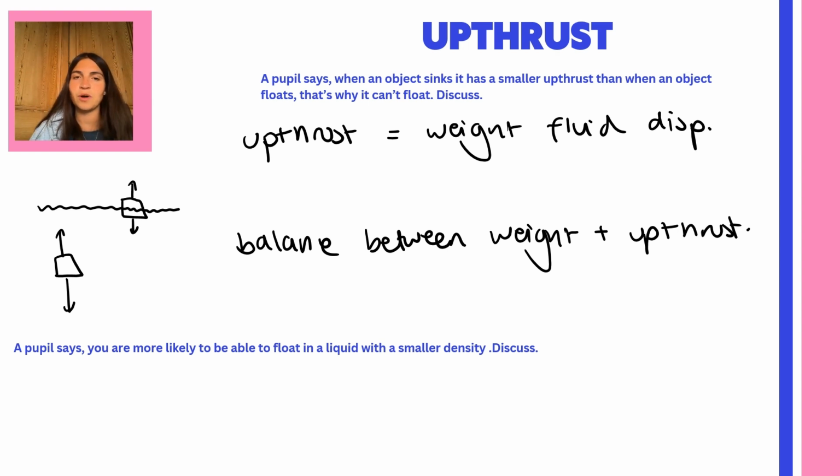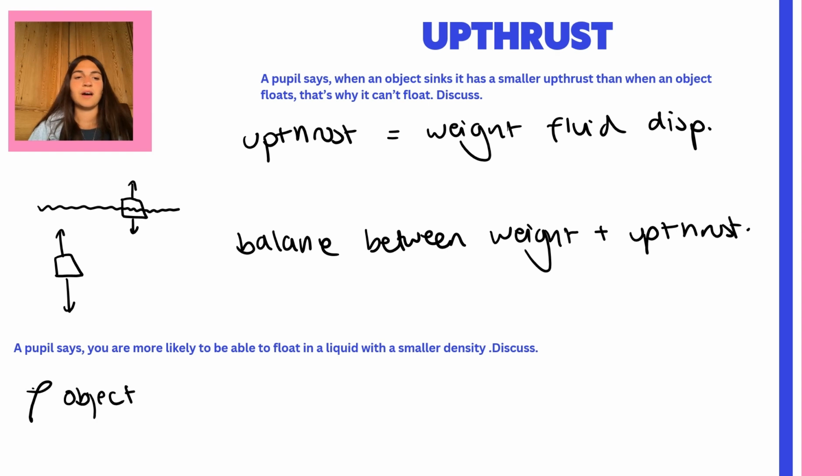But because this one has a smaller weight itself, i.e. the object has a smaller weight, that small upthrust is able to balance that weight. And in the one on the left hand side, the weight is too big, even though the upthrust is also quite big. A pupil says you're more likely to be able to float in a liquid with a smaller density. Discuss.